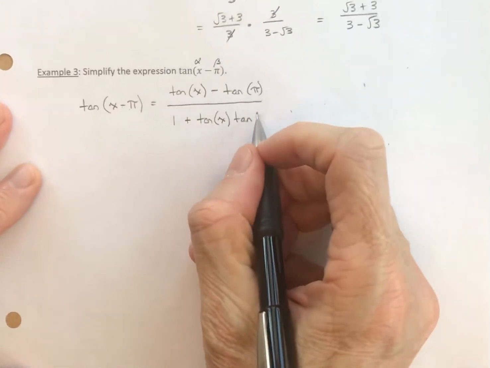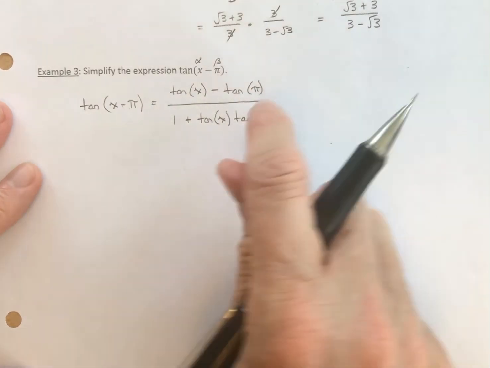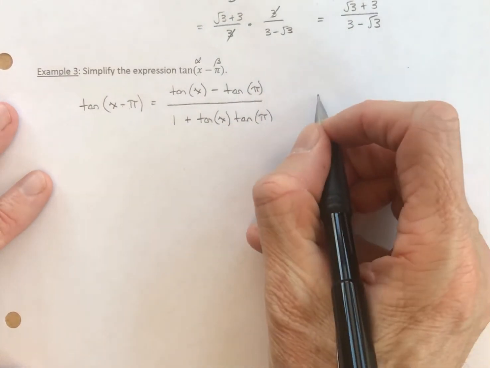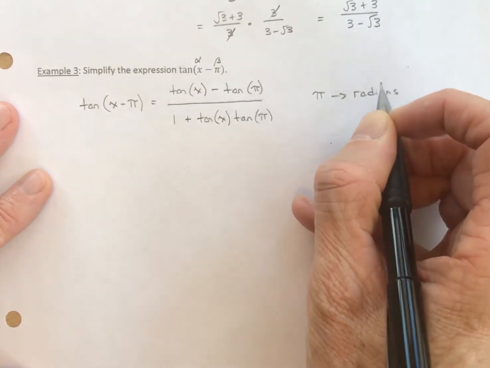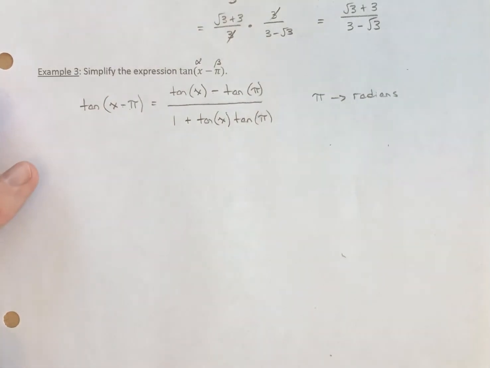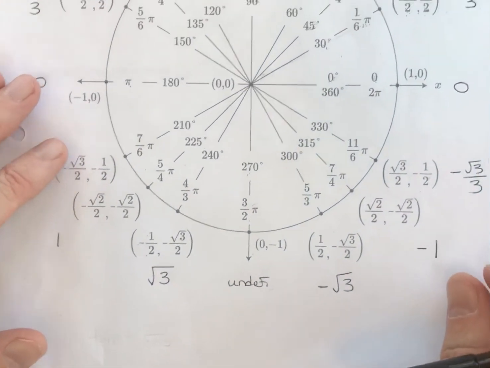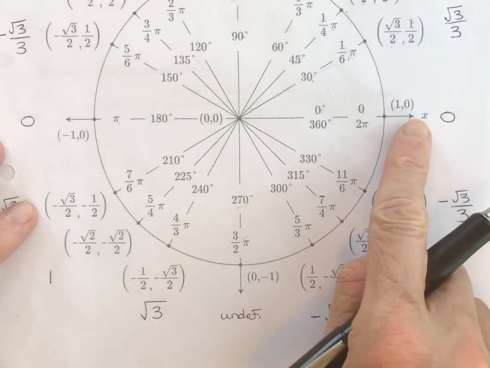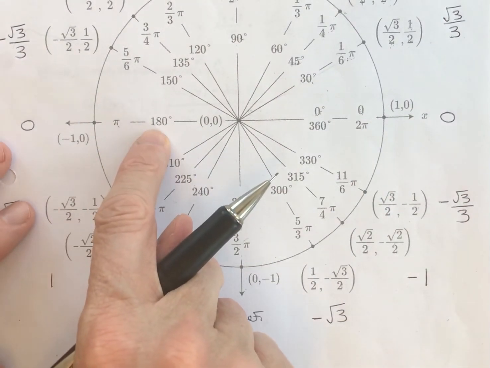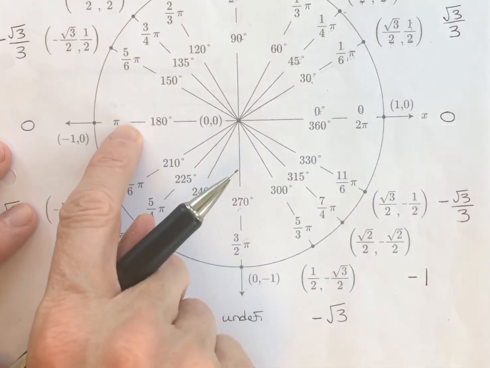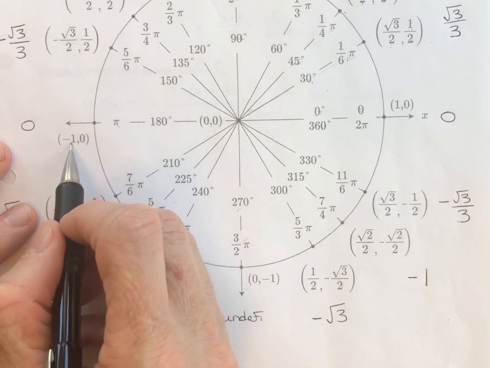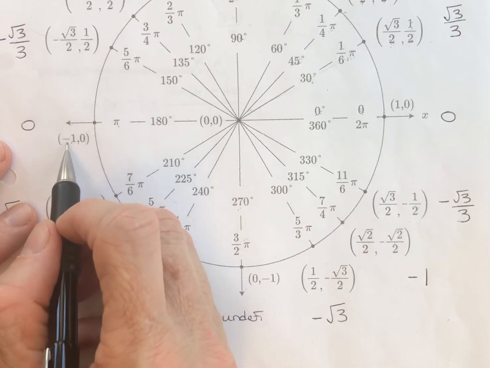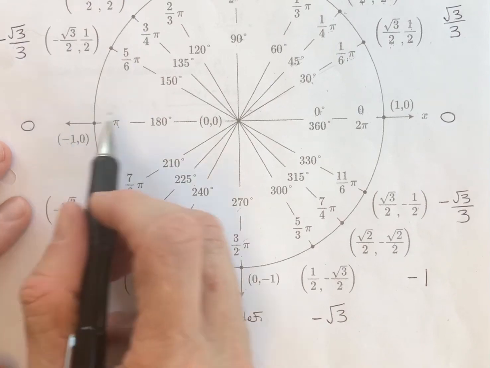Let's get my pi written a bit better. Now let's recognize that we're dealing with pi here, so we're in radians. The pi is telling us that we're in radians. And the tangent of pi, well, let's take a look at that. The tangent of pi is right here. Pi is equivalent to 180 degrees. What is the tangent? It's the sine divided by the cosine. The sine is 0, the cosine is -1. 0 divided by anything but 0 is equal to 0. The tangent of pi is 0.